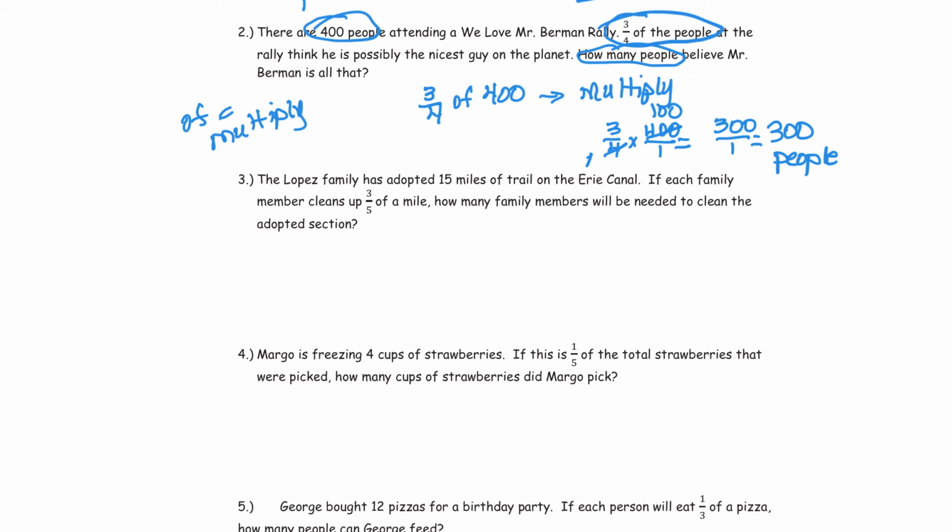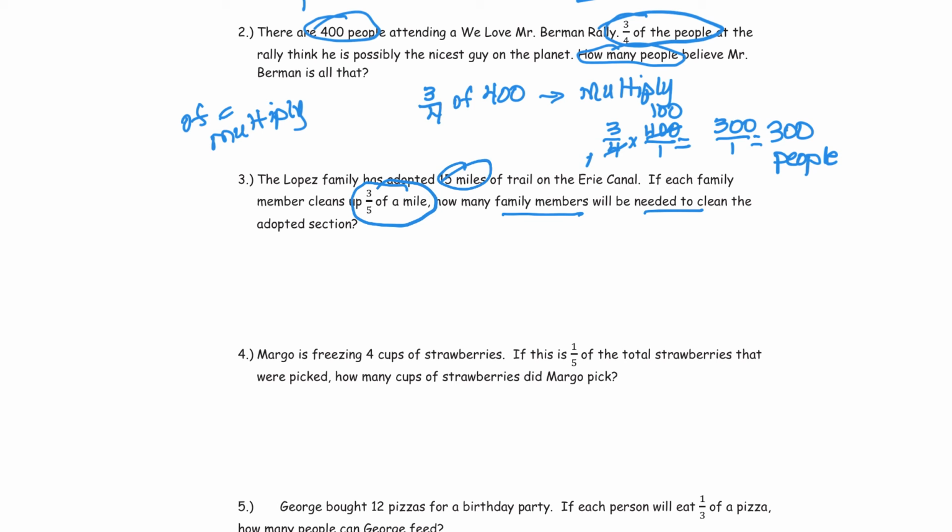So the question here becomes, well, Mrs. Spatola, you said the word of means multiply. It certainly does, but we have to look at it in terms of the actual question and kind of draw a picture in your head. They have 15 miles, okay? They have 15 miles. And what they're looking to do is they're looking to break it down and they're looking to figure out for every 3/5 of a mile, how many family members will be needed. So in this case, what are we doing? Are we going to multiply or are we going to divide? So in this case, we're going to divide.